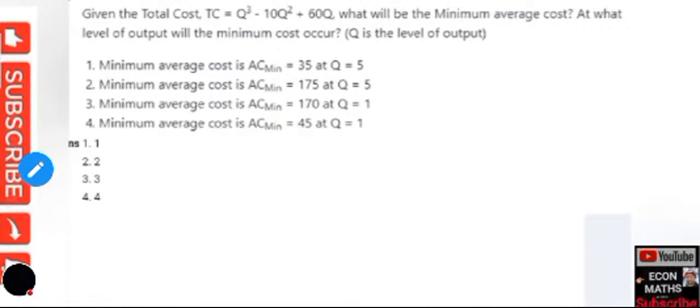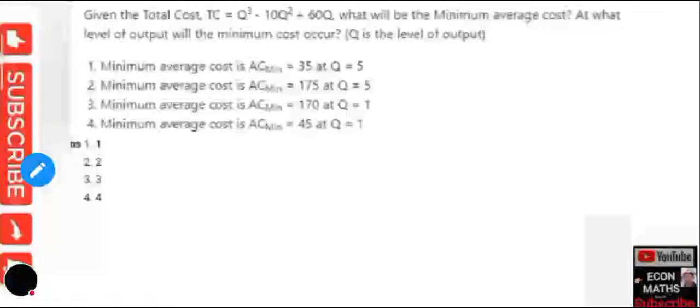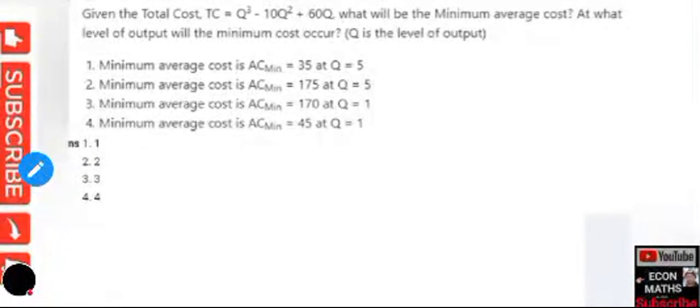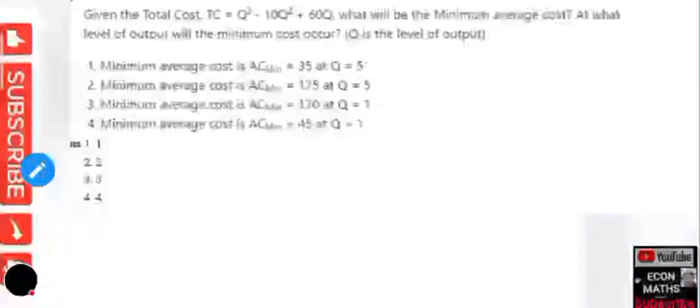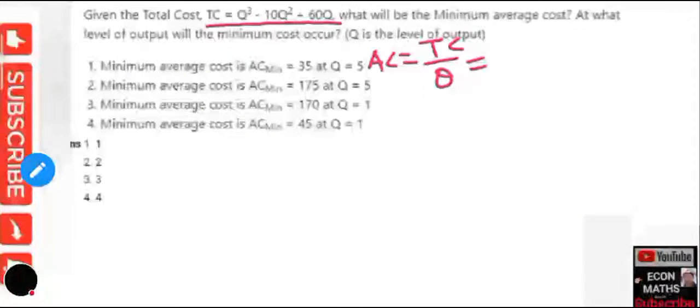Another question that was asked was, given the total cost, at what output level does the minimum average cost occur? We have to see the output level also. Now we can find it from the total cost. First step is finding the average cost. Average cost, as we know, is equal to total cost divided by quantity.